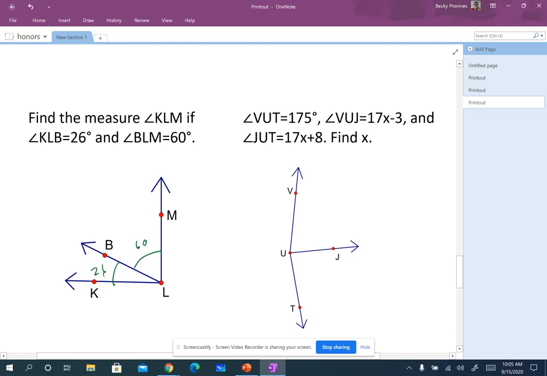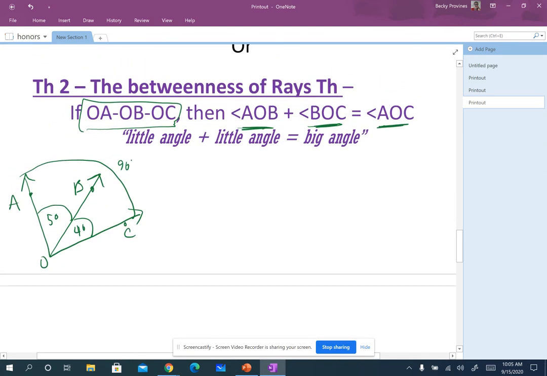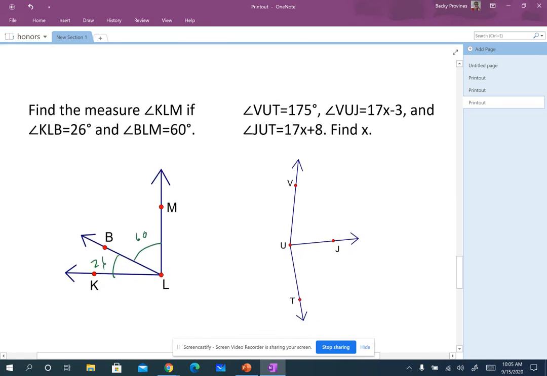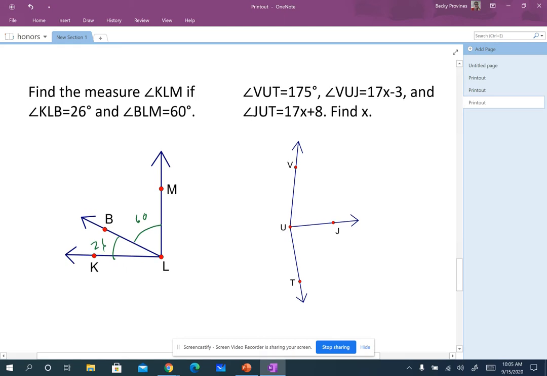So, it's theorem 2. If you have a tutor, usually this is called angle addition postulate. Your book calls it something different. It's the same thing if you want to look that up to get extra practice problems. Okay, so little angle plus little angle equals big angle. So 26 plus 60 equals 86. Of course, that one was too easy. Let's try the next one.